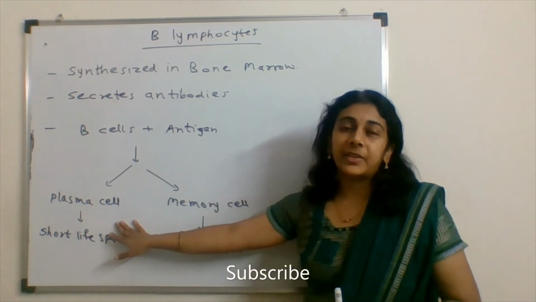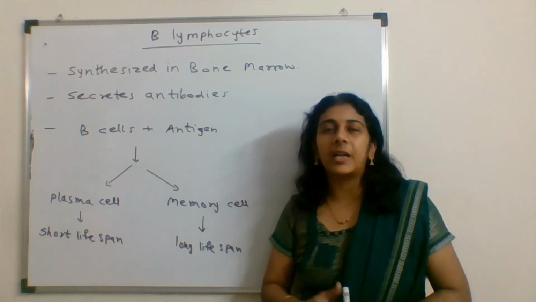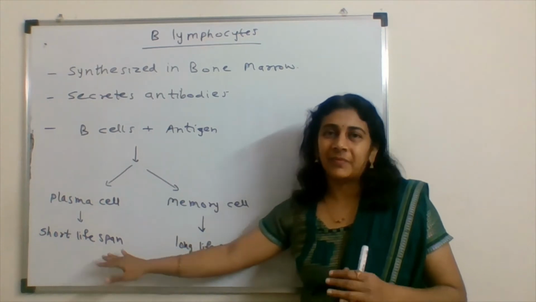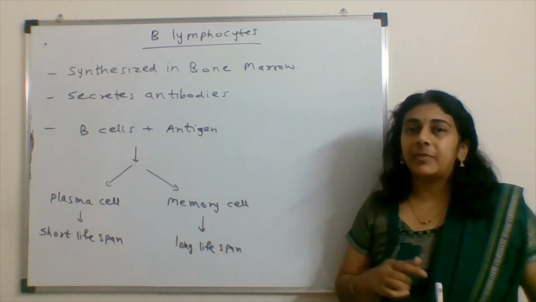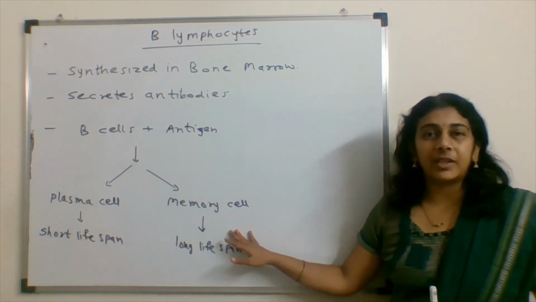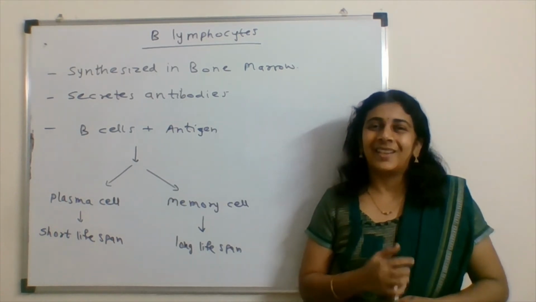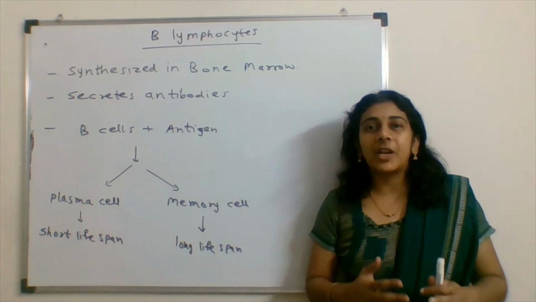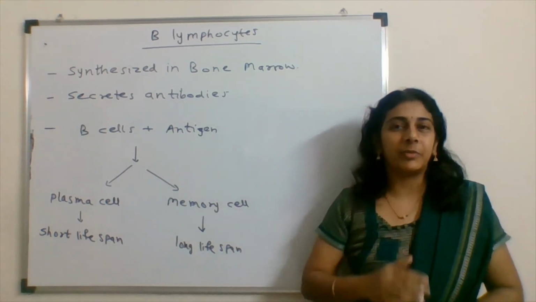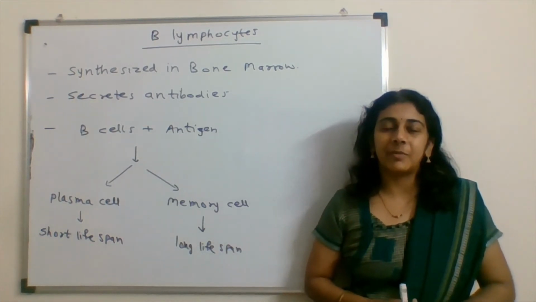Plasma cell is an effector B cell which secretes more and more antibodies specific to that particular antigen, and it has a short lifespan. Secondly, there is the development of a memory B cell. This lives for a long period of time and is there to remember that antigen. This is the speciality of the adaptive immune response. B cell is a component of the adaptive immune response, and memory is the speciality of the adaptive immune response.